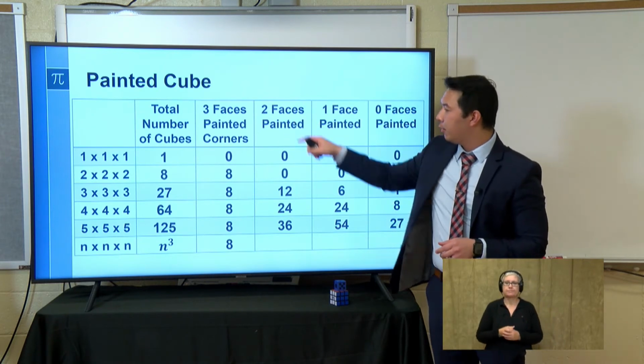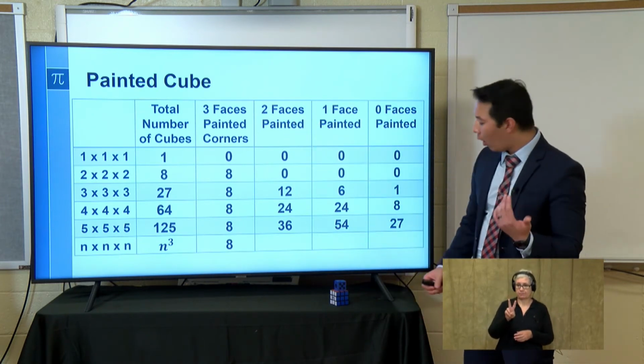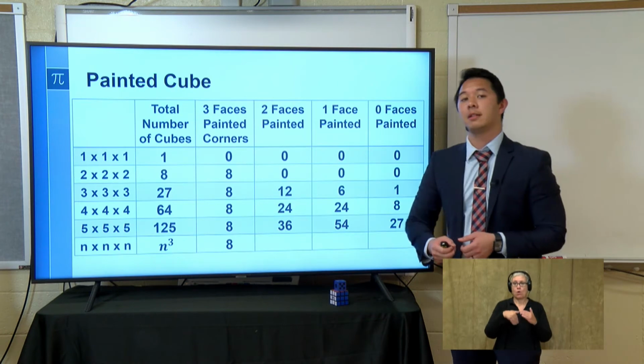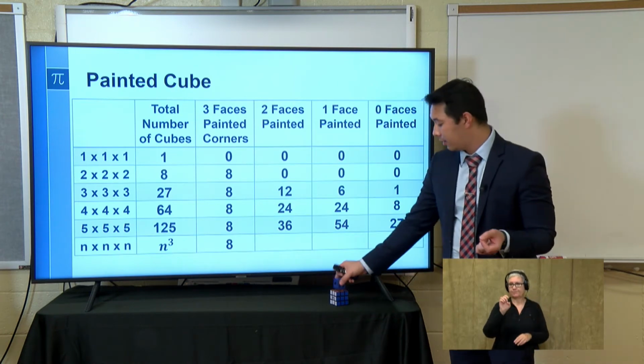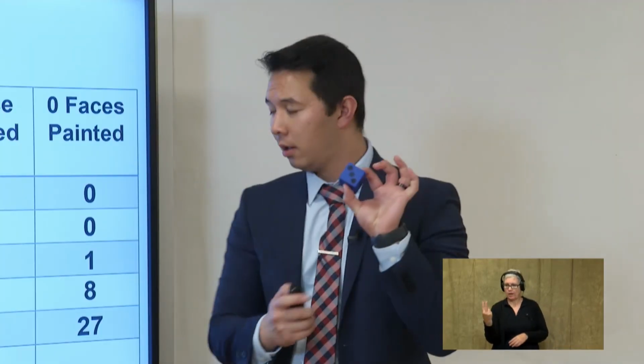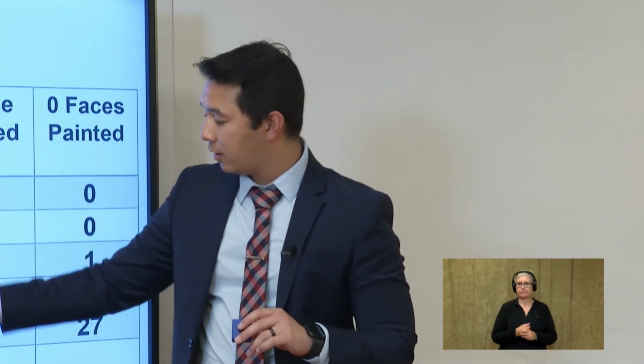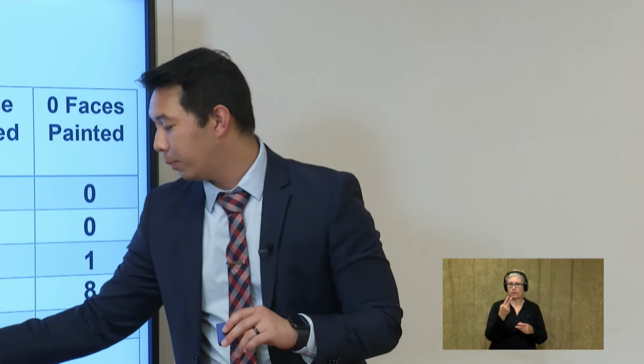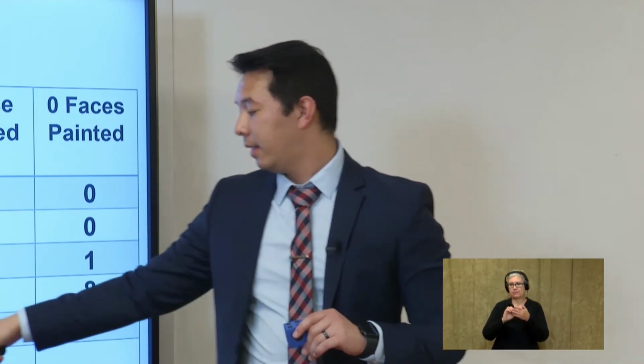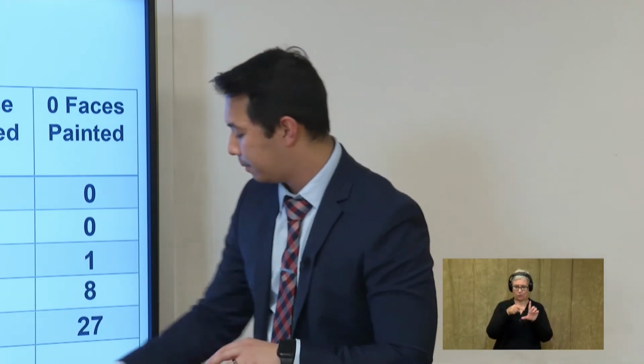Here, when we're talking about the 2 faces painted, recall that all of those occur along the edges. And I have 12 edges on a cube, which means my expression modeling this number of cubes is going to be 12 times n minus 2. That minus 2 referring to the 2 corners along each edge that I would subtract.